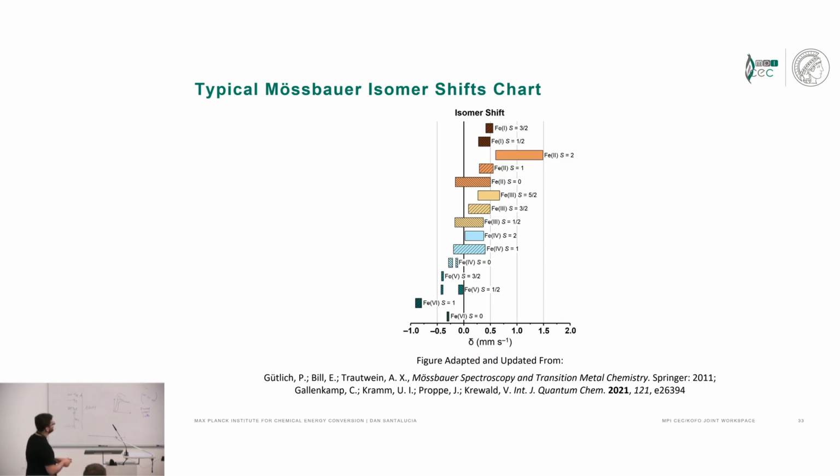The other thing you notice is that the spin state matters. Typically high spin states, like high spin iron 2, are going to have much larger positive isomer shifts than low spin iron 2, which might even become slightly negative depending on the context. And you see that there's a lot of overlap here, so you have to be a bit careful in your interpretation.